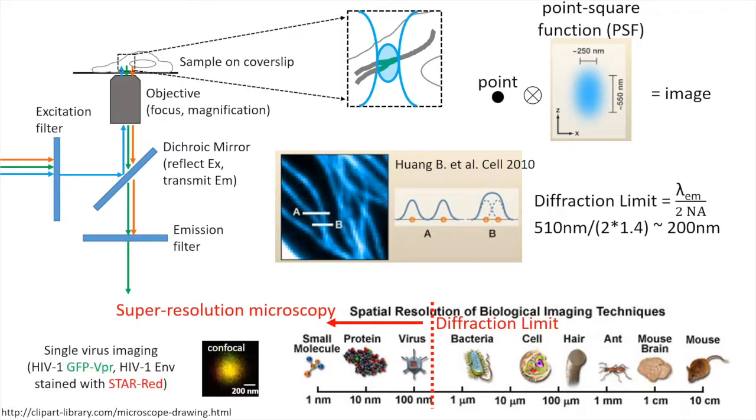Just to give you one example, this is what we did in STAT. We have a GFP-Vpr, which is in the core of the HIV, and then we stain the envelope protein, which is on the surface of the HIV. By looking at the confocal image, they simply merge together. We cannot see any structure. However, if we use that, you can see two clusters here. So this is a way to see beyond the diffraction limit and study protein clustering, and maybe it can indicate virus maturation or some other kind of phenotype.